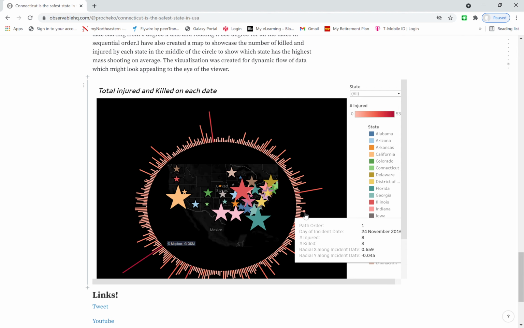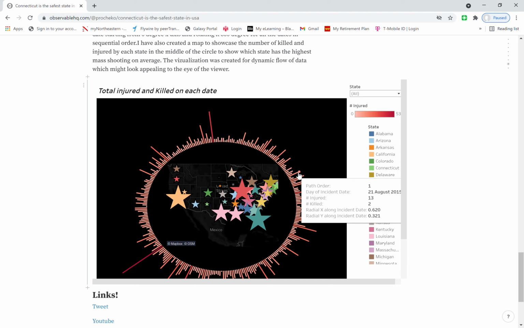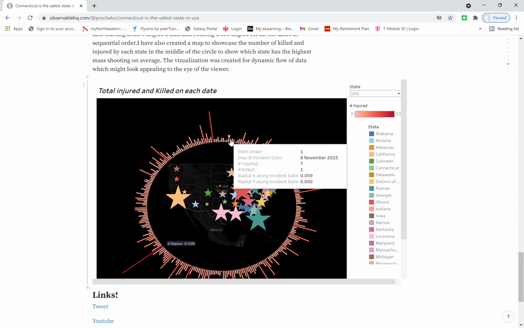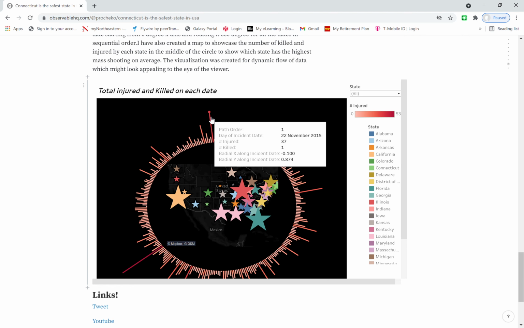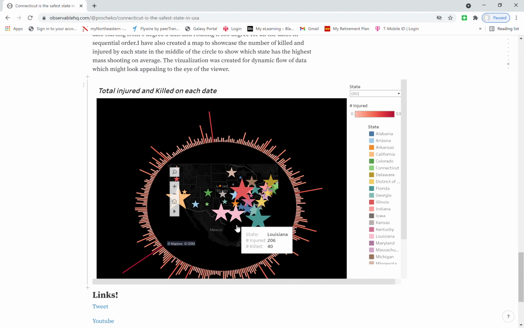On the outer circle, we can see as the dates are increasing from July 21st on an ordered basis, how the number of injured and the number of killed can be seen. So we can see the total number of injured and killed, whereas the x-axis showcases the number of injured people during a mass shooting. We see the highest number of injured and killed is on 12th June 2016, which is the Parkland High School shooting. And in the middle of the circle, I've showcased a map showing different regions with stars, with the biggest star representing the highest number of injured and killed in a state.